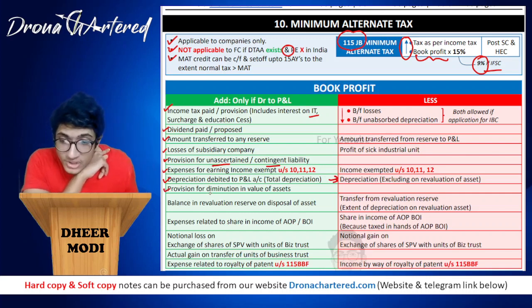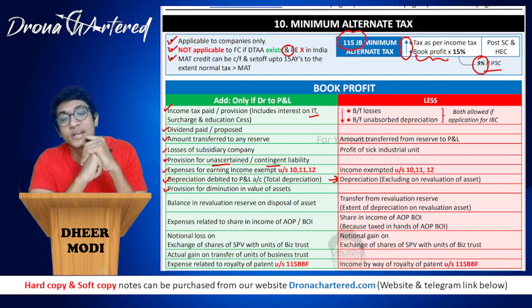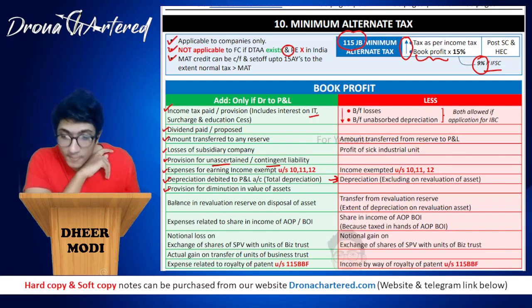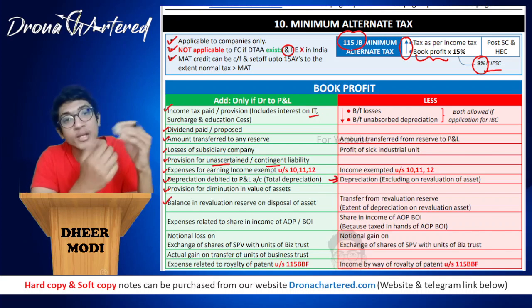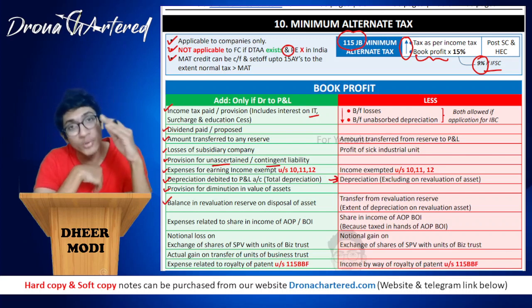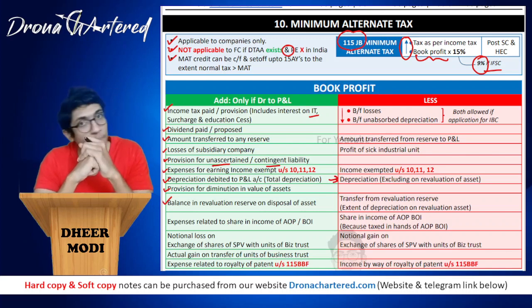Next is your provision for diminution in value of assets. If you have made any provision where you feel that the value of assets will decrease, you will have to add that back. Balance in revaluation reserve on disposal of asset. That is, if you had revalued your asset, and now you have sold or disposed of this asset, this balance will also have to be added back to P&L.